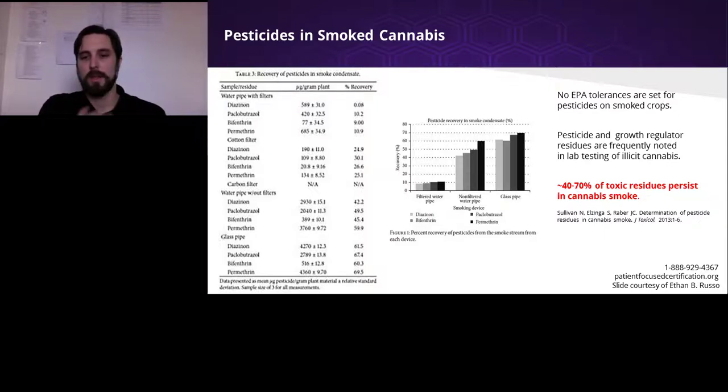So this is just a study. I just wanted to show that there are no EPA tolerances or FDA real tolerances for pesticides on smoked or inhaled crops, but up to 70% of residues will persist in cannabis smoke. This is the first study really of its kind, and it was done by a licensed cannabis laboratory in Washington State. I love this because it shows that the cannabis labs are actually playing a pivotal role in providing information to inform policy.